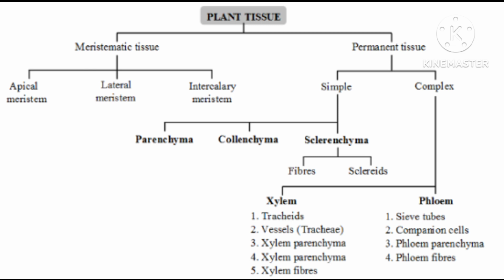Again, the sclerenchyma is of two types, fibers and sclerids. When we talk about complex tissue, we can see that it is divided into two parts, xylem and phloem. Xylem consists of tracheids, vessels, xylem parenchyma and xylem fiber. As well, phloem consists of sieve tubes, companion cells, phloem parenchyma and phloem fiber. We'll discuss one by one with the help of diagrams, and we'll study more about their functions, their importance and the main role they play in the plant.